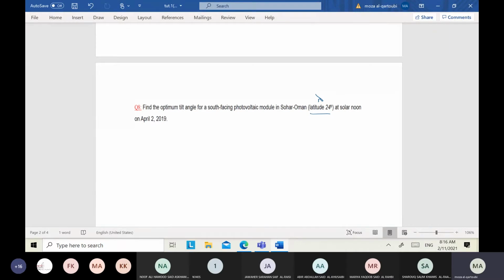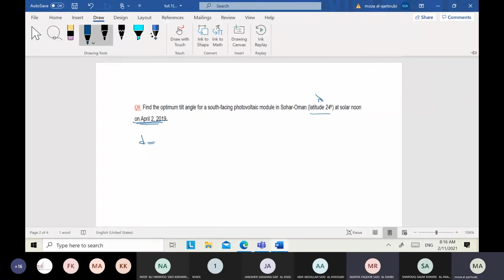So the difference between question number 5 and question number 8 is only in the value of latitude and the value of number of days. All steps will be the same. So from the given date, we'll find this value. I will give you the final answer. So we're starting from finding D. So D will be how many days?